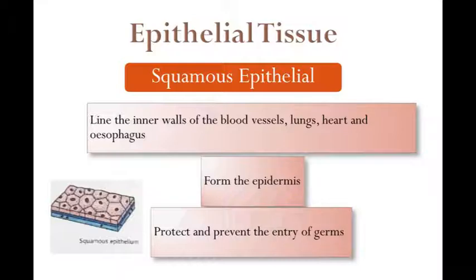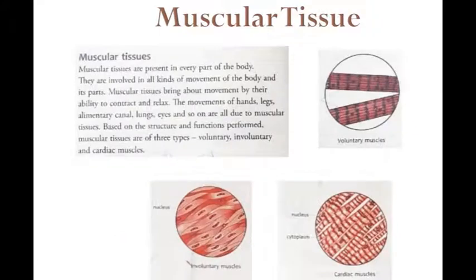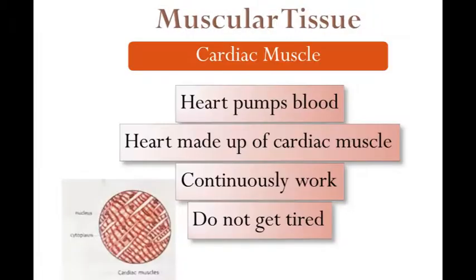Cardiac muscle. The heart, which pumps blood to various parts of the body, works non-stop throughout our lifetime. It is made up of a special type of involuntary muscle called cardiac muscle. Cardiac muscle works continuously and does not get tired. Structurally, these muscles resemble voluntary muscle. However, cardiac muscles are similar to involuntary muscle in their functions.